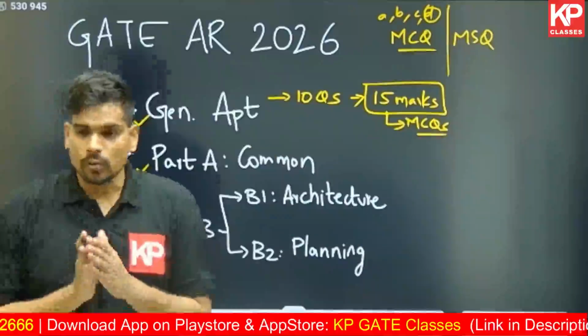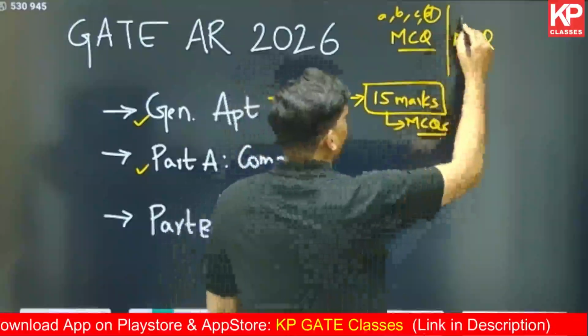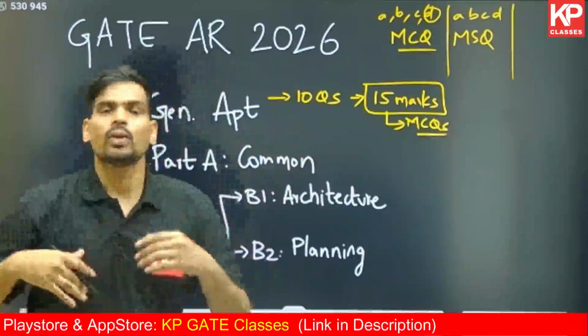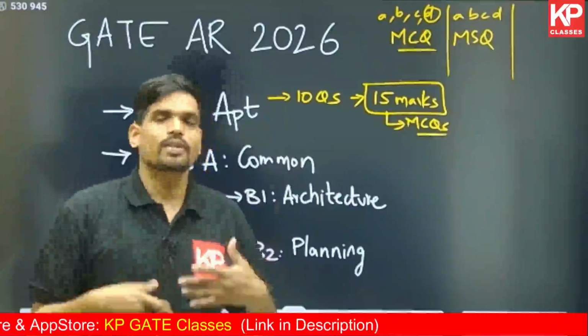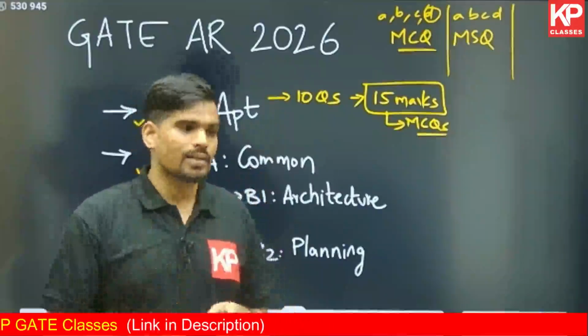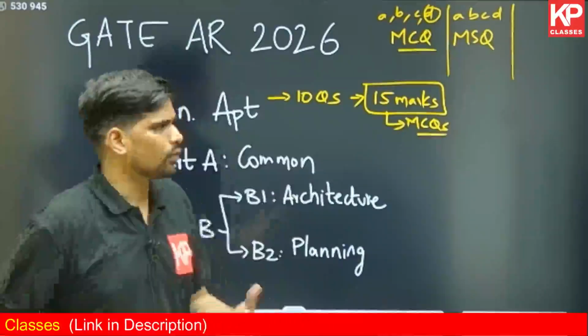Then you have the multiple select question type, MSQ questions. Multiple select questions also have 4 options, A, B, C, D, and in the examination it will be mentioned which one. So if both types of questions have 4 options, how do we know which is multiple choice and which is multiple select? It will be mentioned in the question paper. By looking at the interface itself, you will understand.